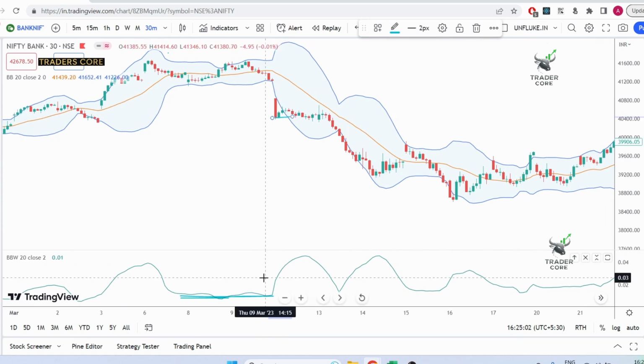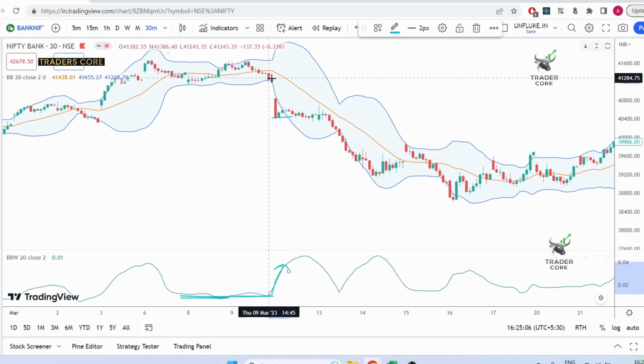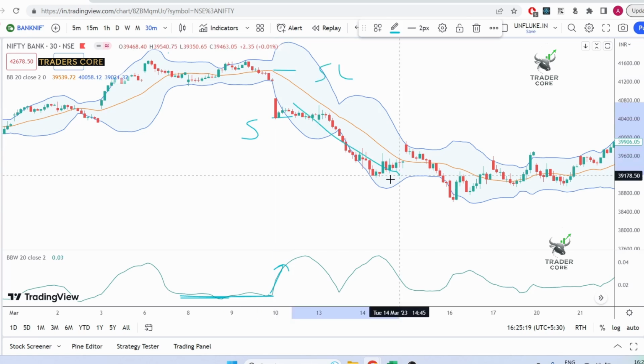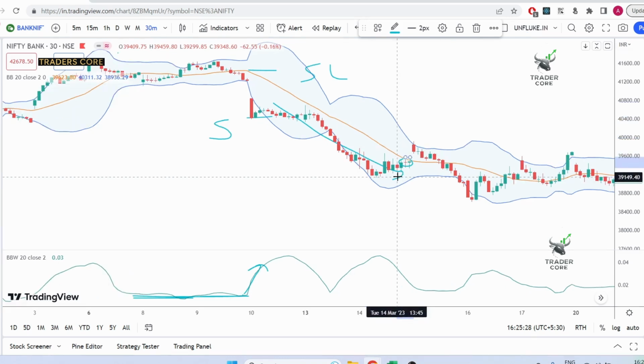So I will be selling here. Why? Because both my conditions are true. The Bollinger Band width has increased, and at the same time, this candle has closed below the lower Bollinger Band. I can put this as my initial stop loss. And you can see that it went down really quickly, and this is where I will get the exit, because the middle line will also work as my trailing stop loss. So this is how you can use the Bollinger Band for a really good breakout strategy.